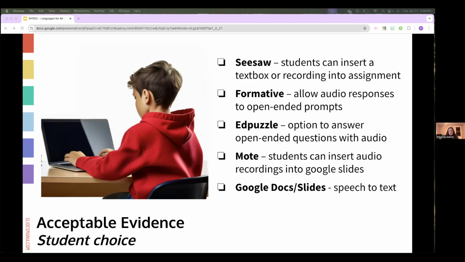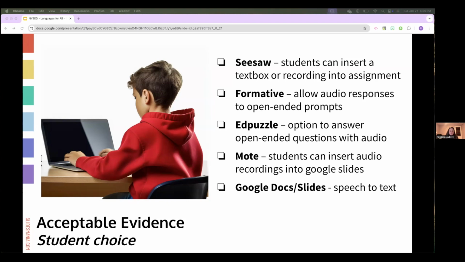Formative allows audio responses, so you can turn on the option to allow an audio response instead of a written response. You can also do that in Edpuzzle. I have a lot of students who use the speech to text features in Google Docs or Google Slides when they struggle to spell something out but can speak it in their minds. Why not let them just use speech to text in some of those resources?